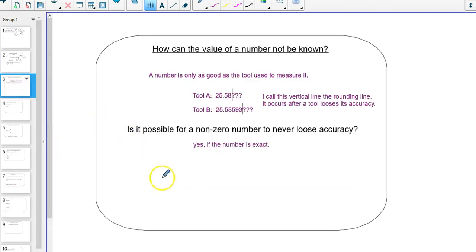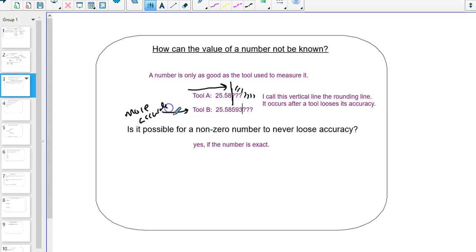Alright, so how can the value of a number not be known? Well, I've kind of hinted at this already. A tool can only see so far. That doesn't mean the numbers aren't there anymore. It's just cut off by the limitations of the tool. So I don't know what these question marks are, and there are some more afterwards, but I can't see them. Until we get down really to the atomic level, the numbers keep going, and even then, some might say that they continue. But at this point, tool B seems to be more accurate because it can see farther.